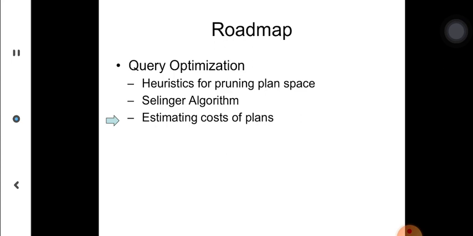And the ultimate roadmap is that query optimization lies on heuristics. You need heuristics. Why? Because you need to prune the plan. You apply the Selinger algorithm and estimate the cost of the plan. So with this we stop here and we continue learning database management.